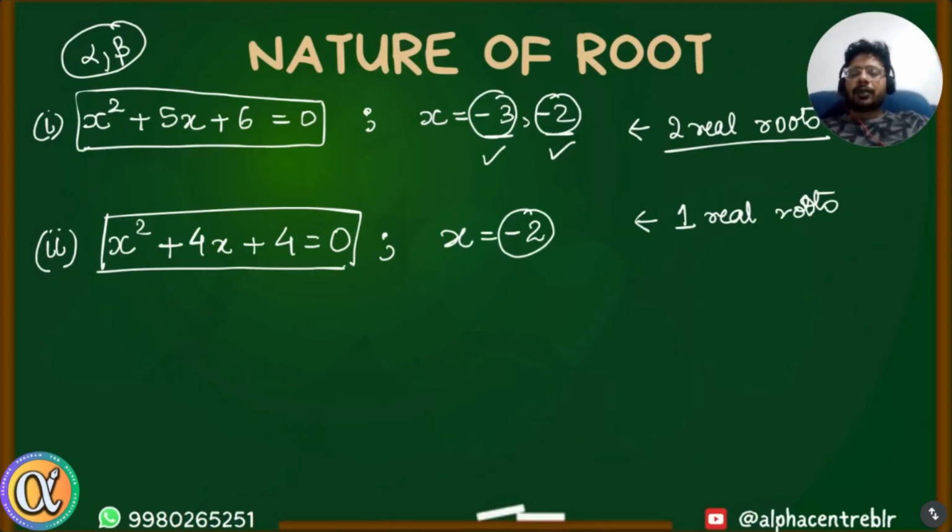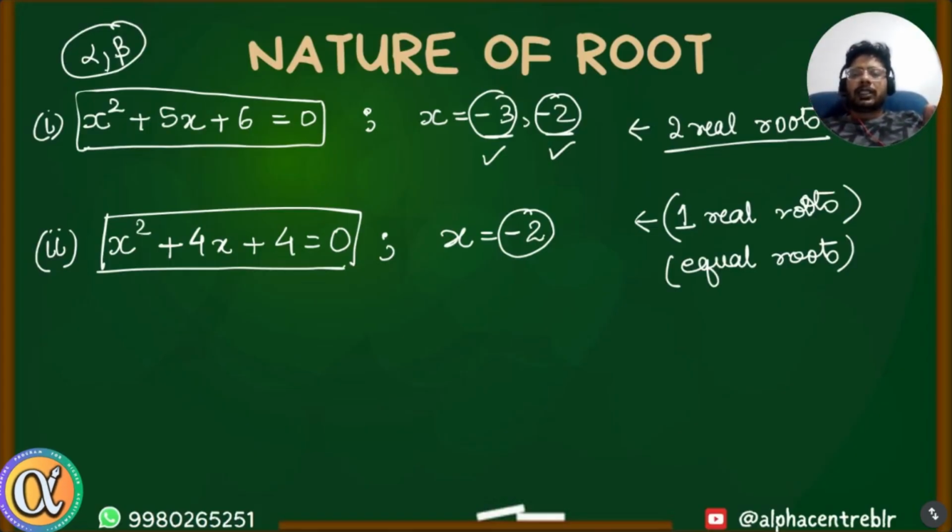But in the second equation, there's only one value of x which is satisfying this quadratic equation. So either we can say that it has one real root, or we can say that both alpha and beta are minus 2, meaning the roots are equal. Both mean the same, whether I say one real root or equal roots. One real root means there's only one value of x which is satisfying this equation. When I say equal roots, it means both alpha and beta are minus 2. Therefore, it has only one root technically, because both alpha and beta are the same. You understand my point? So please don't get confused with this. Whether we say one real root or equal root, it means the same. Clear?